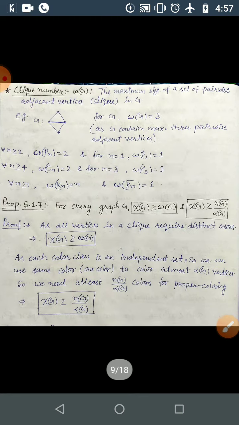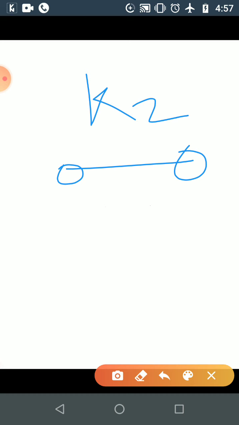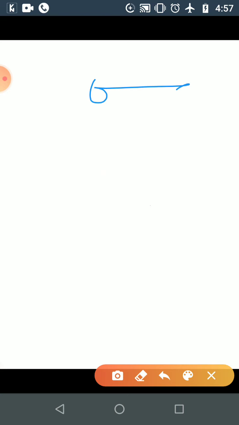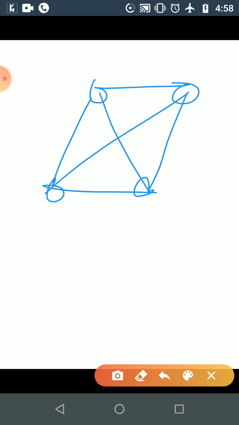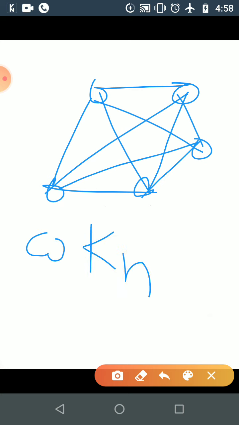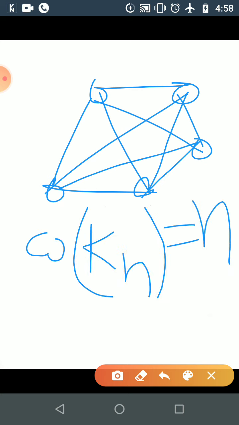For K2, we want non-trivial, correct? So for K2, how many adjacent vertices? Both, so 2. For K3, it is 3. For K4, all vertices are adjacent. In particular, in Kn, all n vertices are pairwise adjacent. So omega for Kn will be n. So n is the maximum size of a clique here.